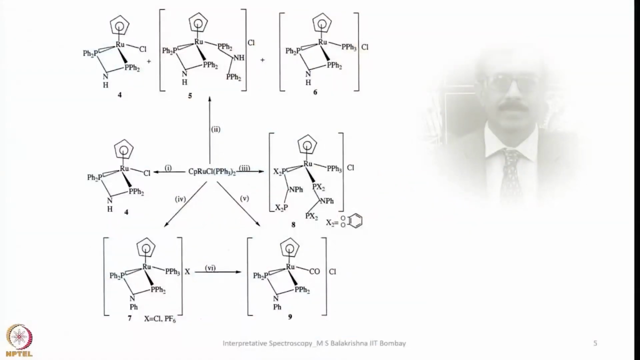Let me take another interesting reaction here. In this reaction, you can see I have used two entities. One is cyclopentadienyl bis triphenyl phosphine chlororuthenium 2+, that is reacted with bis diphenyl phosphinoamine ligand. So in this reaction, although we know that when we mix in a known stoichiometry we are supposed to get one product, due to some reactivity difference, we end up getting more than one product. So we may get a mixture of products as well.